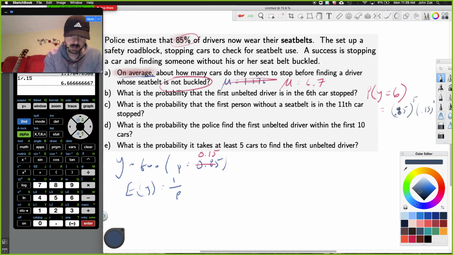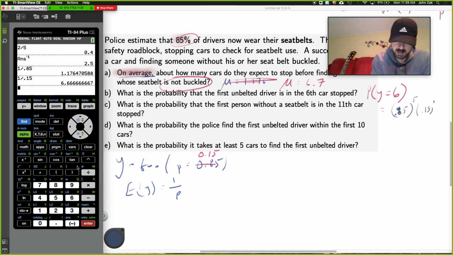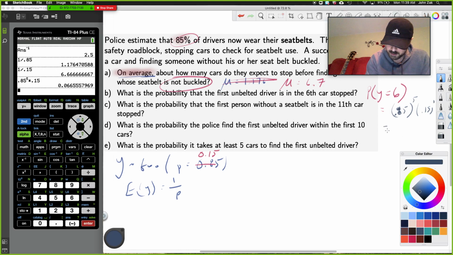So I can just go on my calculator here, I'll move myself again, and I'll say that should just be 0.85 to the fifth power, times 0.15, and Shazam, that should be a probability of 0.067. So about a 6.7% chance that the first time I find someone without their seatbelt on is that.